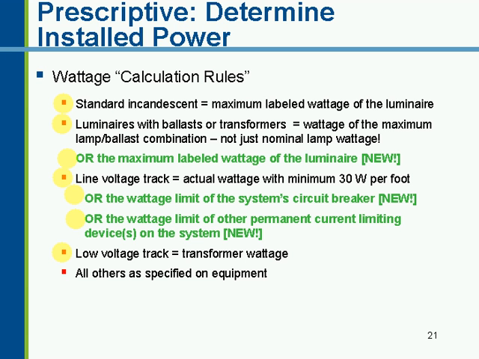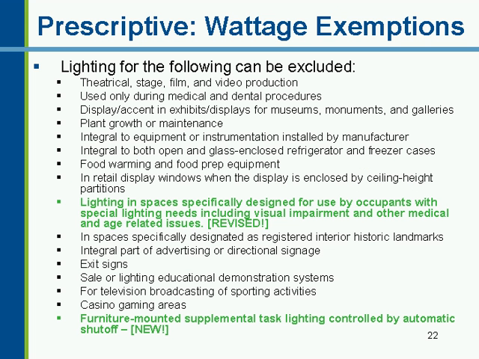For a low voltage track, when you're calculating that, it's the transformer wattage supplying the low voltage track, and anything else is the actual lamp plus ballast or lamp wattage rating supplied by the equipment manufacturer itself. So, as we mentioned before, there are some exemptions. This is wattage that you do not have to include at all when you're doing the calculation. And I'll go through these briefly, noting some of the highlights here, just for clarification.